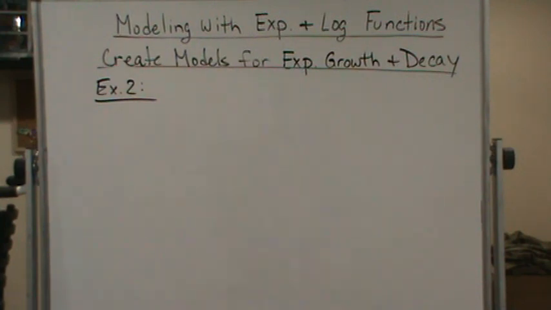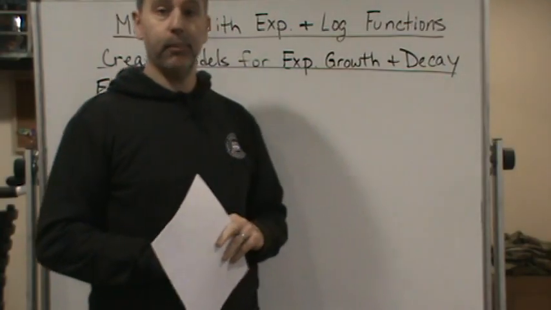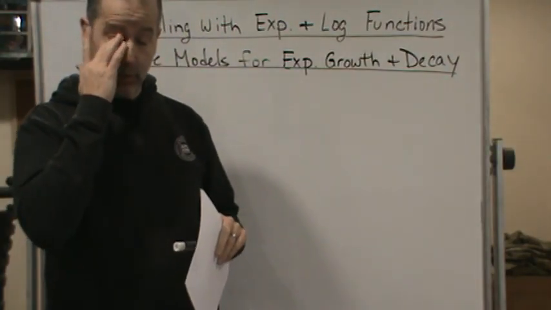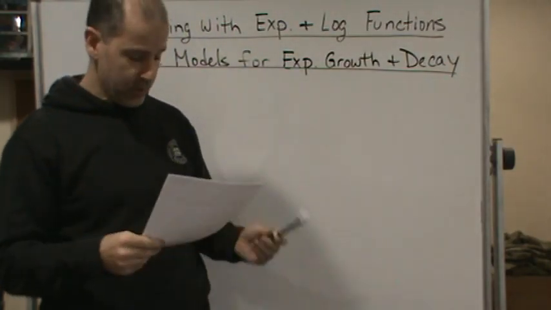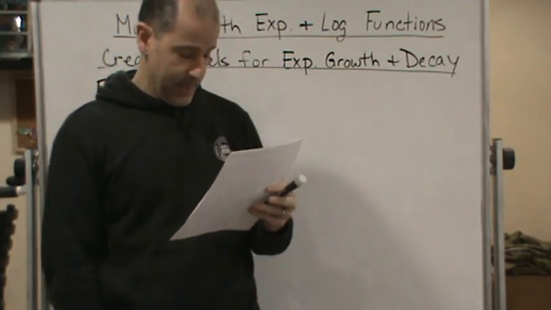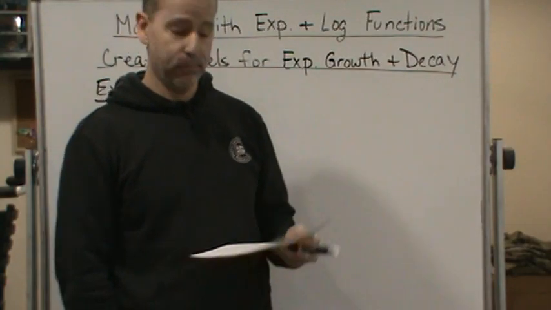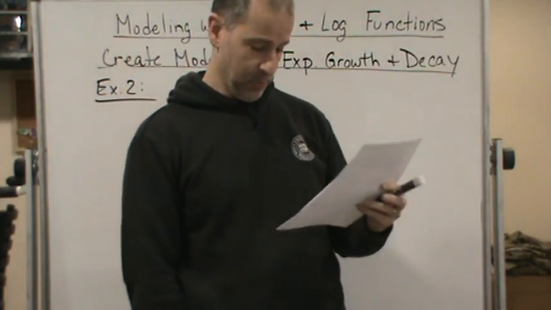All right, let's do another example. Again, I'm going to read this one. Again, take notes, but I'm going to read the problem and then we'll start working out the different parts of it. So it says, on January 1st, 2010, the population of California was approximately 37.3 million people.